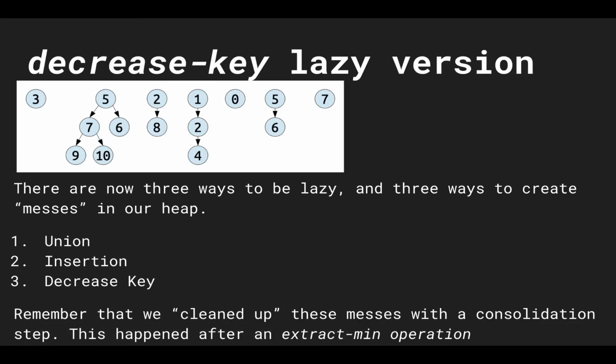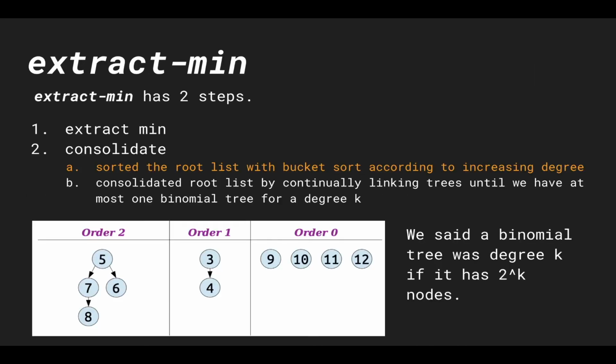Remember that we cleaned up these messes with a consolidation step, and this happened after the extract min operation. Remember that the extract min operation has 2 steps. The first step is to extract the minimum root from the main root list of the forest, and the second step is to consolidate the structure of our heap. It's to clean up the mess that was created from previous operations. And the consolidate step in the extract min operation has 2 sub-steps itself. The first step, 2a, is to sort the root list with bucket sort according to increasing degree.